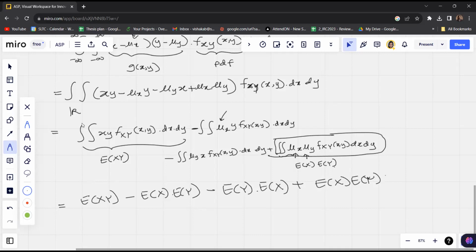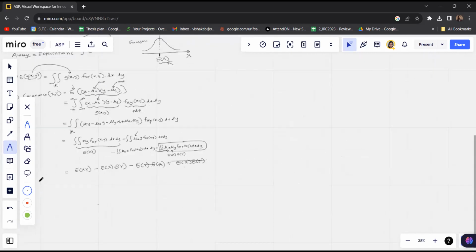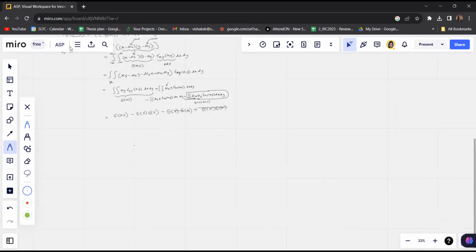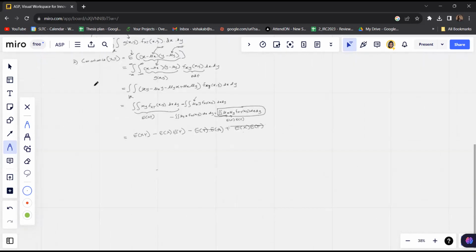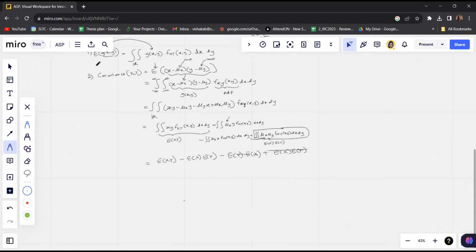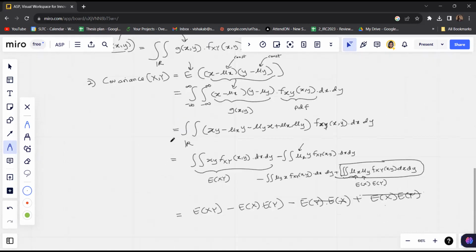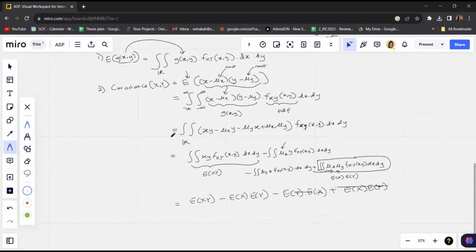So when we are taking the product, since these are equal, we can cancel these out. This will be cancelled out. We'll be remaining with this expression. So the covariance of two random variables, x and y, we denote using expectation operations as given in this expression.